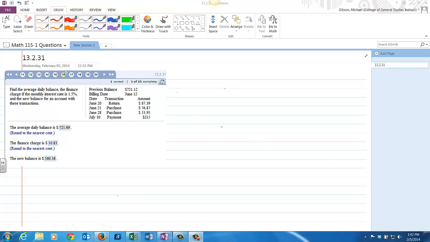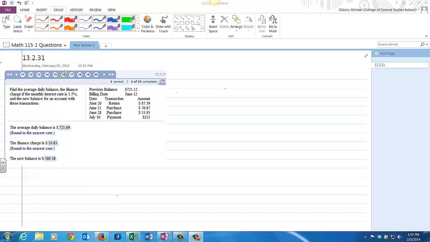All right, this is one of the credit card questions. We're going to go through and figure out how all this works for a month with a credit card. So it starts like this. Find the average daily balance, the finance charge, if the monthly interest rate is 1.5%, and the new balance. So the first thing they ask us for is the average daily balance, all right?